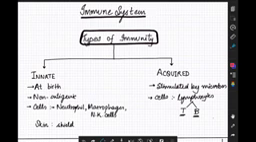Hello students. Before starting the discussion on the disorders of the immune system, let's have an overview of the basic mechanism by which the immune system governs. So, the types of immunity. We have basically two types of immunity, innate immunity and acquired immunity.